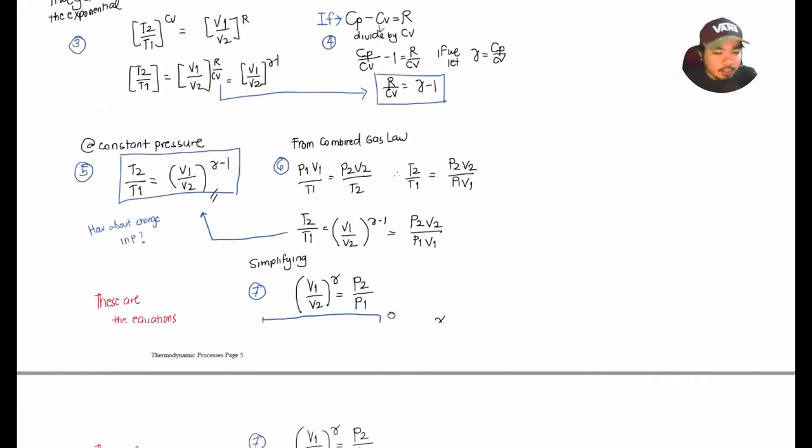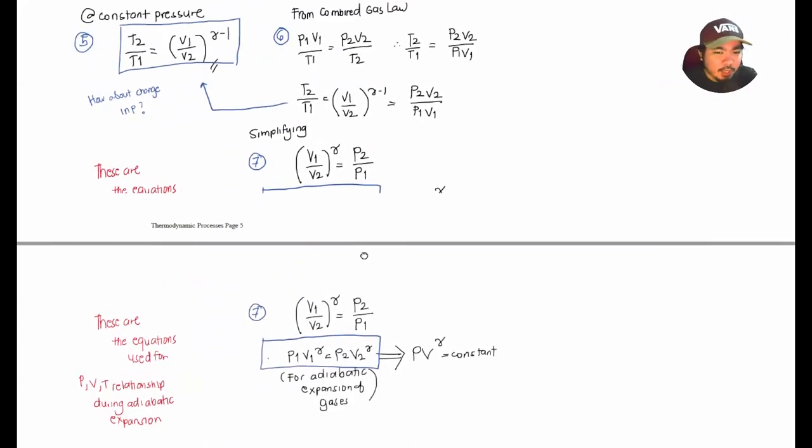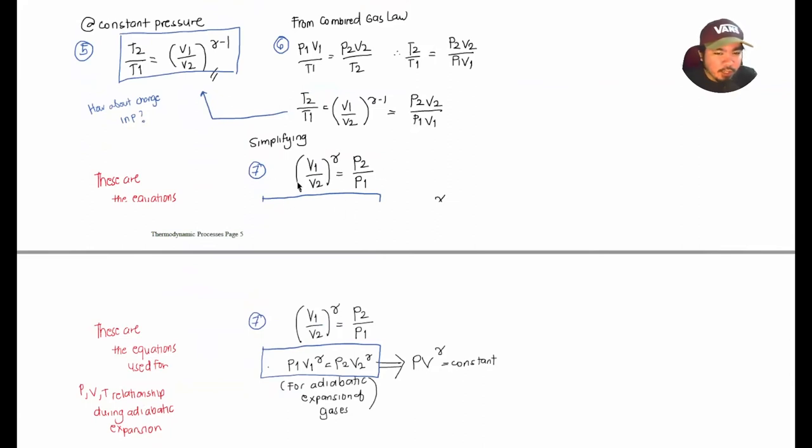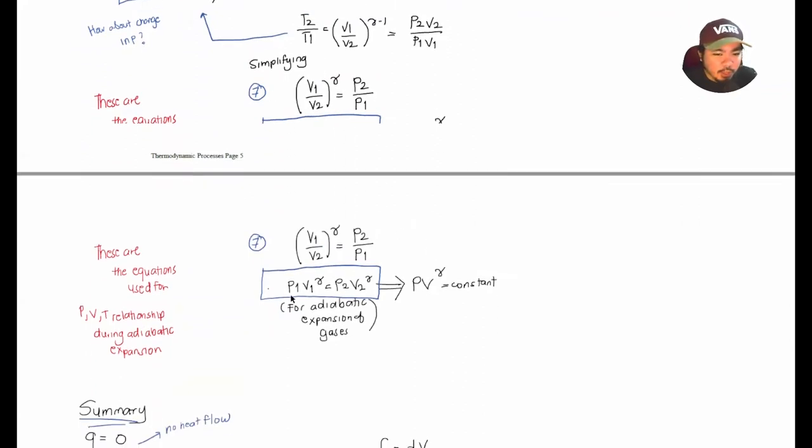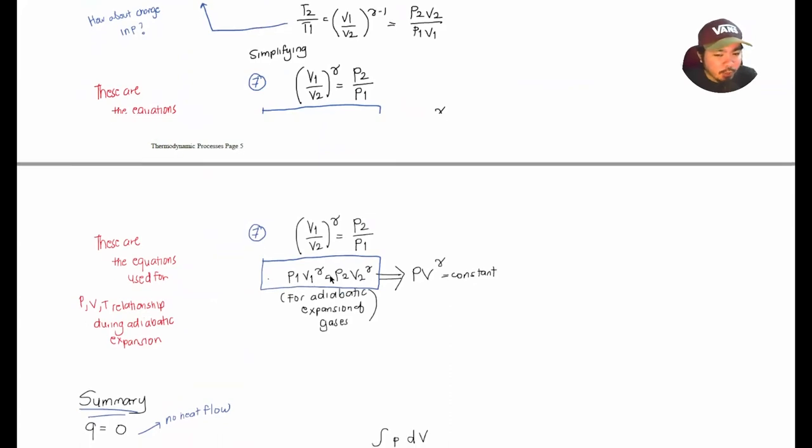And actually, this is the more common one. If we rearrange this equation, I think this is the most common way of stating the relationship of pressure and volume in an adiabatic system. We are saying that P1 V1 raised to the power of gamma is equal to P2 V2 raised to the power of gamma, and if you have, for example, P3 V3, then you have P3 V3 raised to the power of gamma, which implies that P times volume raised to the power of gamma is always a constant. And we'll use this term later on: PV raised to the power of gamma is equal to constant.